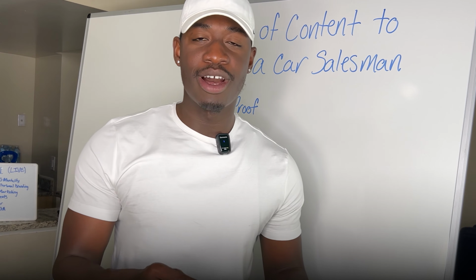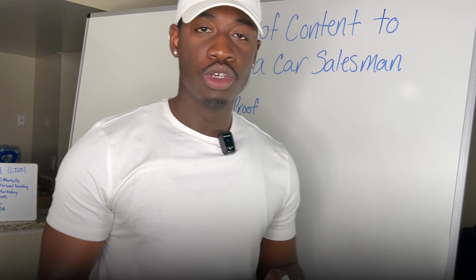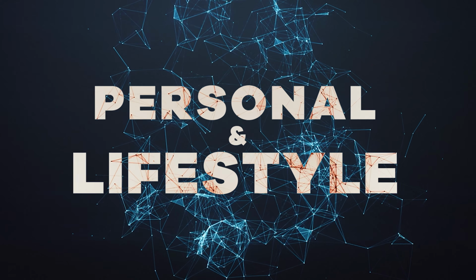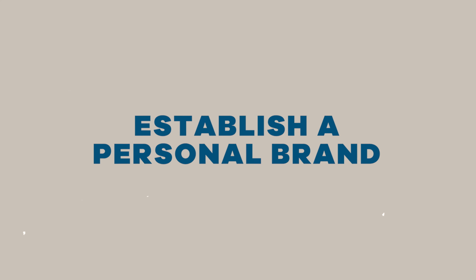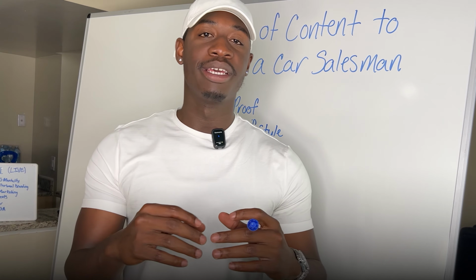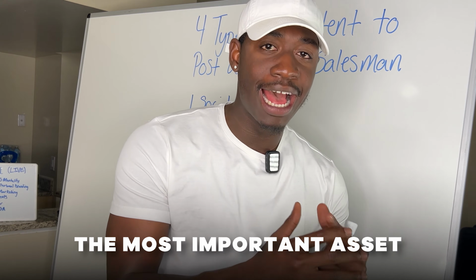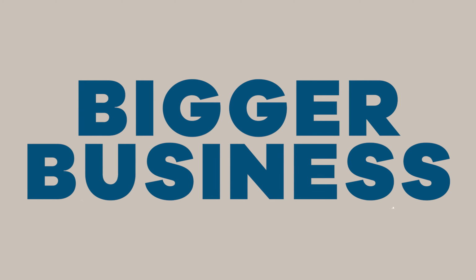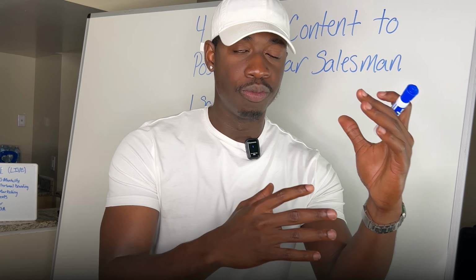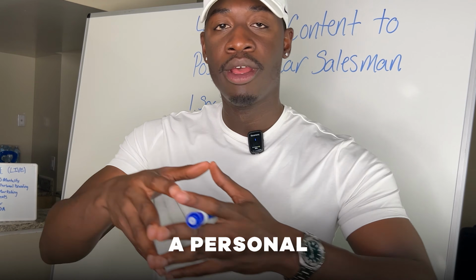So the second type of content you should be posting on your page is going to be personal and lifestyle. So remember, the goal here is to establish a personal brand, all right? A personal brand is quickly becoming, if not already, the most important asset you can have in business. And if you've been watching me long enough now, I always say as a car salesman, you have a smaller business within a bigger business, all right? And nowadays, if you want to run a successful business, you're going to have to put a face behind the brand, all right? That's why we call it a personal brand, all right?